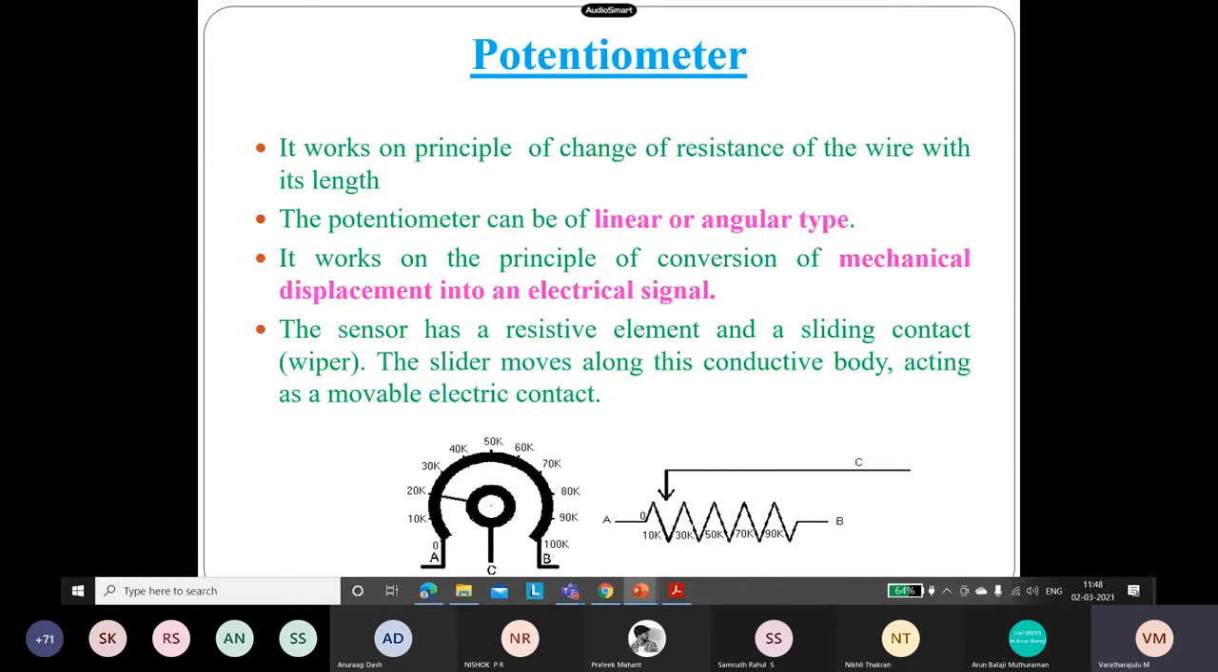This is about the potentiometer. It works on the principle of change of resistance of a wire with its length. A potentiometer is the simplest device that can be used to measure position. It is an analog device whose output voltage is proportional to the position of the wiper. Based on the wiper position, we get the amount of variation, and we have the analog output. The potentiometer may be of either angular or linear type. We will visit one video related to the potentiometer, and then we'll come back to the slides.